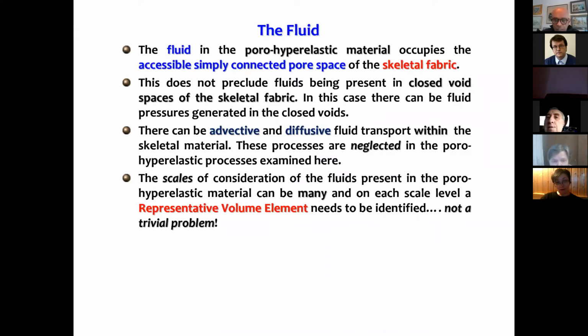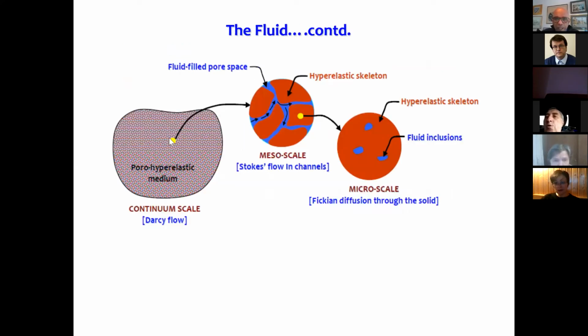So if you look at a representative volume element, which any multiphasic medium must consider, the fluid is in there. The fluid can be within the so-called mesoscale, that is Stokesian fluid. It's like a Stokes' flow, for example. So you can get viscous fluids.